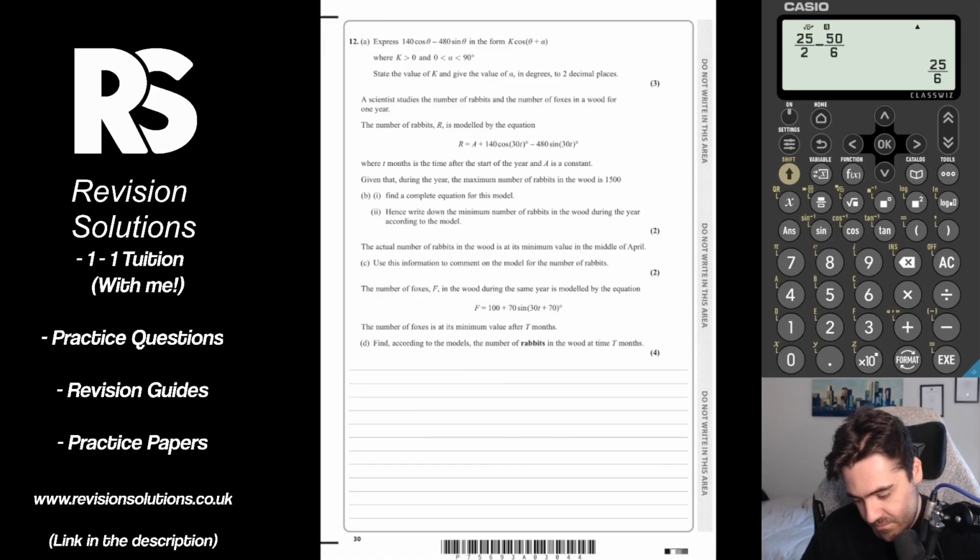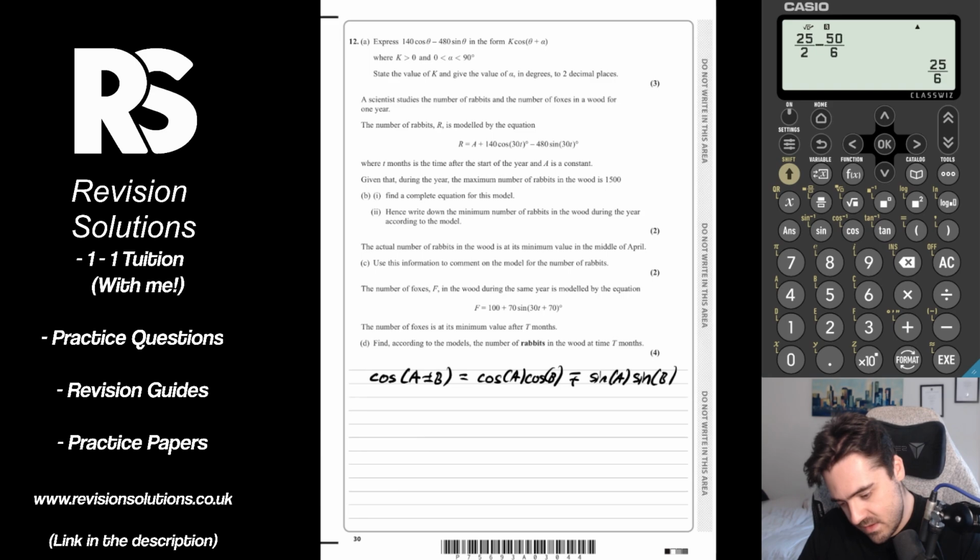Moving on to question 12. It says, express 140 cos theta minus 480 sine theta in the form k cos of theta plus alpha. So that's one of those harmonic form type things you've been taught. So let's first expand out k cos of theta plus alpha using the addition formulae. I'll just write out the addition formulae so you know what I'm referencing. So cos of A plus or minus B is the same as cos A cos B, and the sign changes, so minus plus sine A sine B.